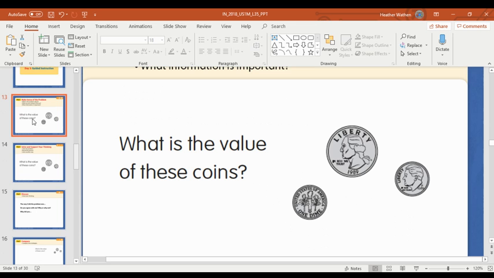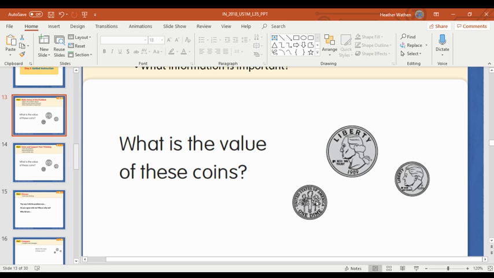Let's look at this right here. What is the value of these coins? We've not seen these coins yet, so we're going to talk about these 2 new coins today. In your lesson, you're going to see these in your math sheet today. You may see these coins. So I just want to introduce them today, and then you'll for sure see them tomorrow. Let's just talk about them a little bit today.